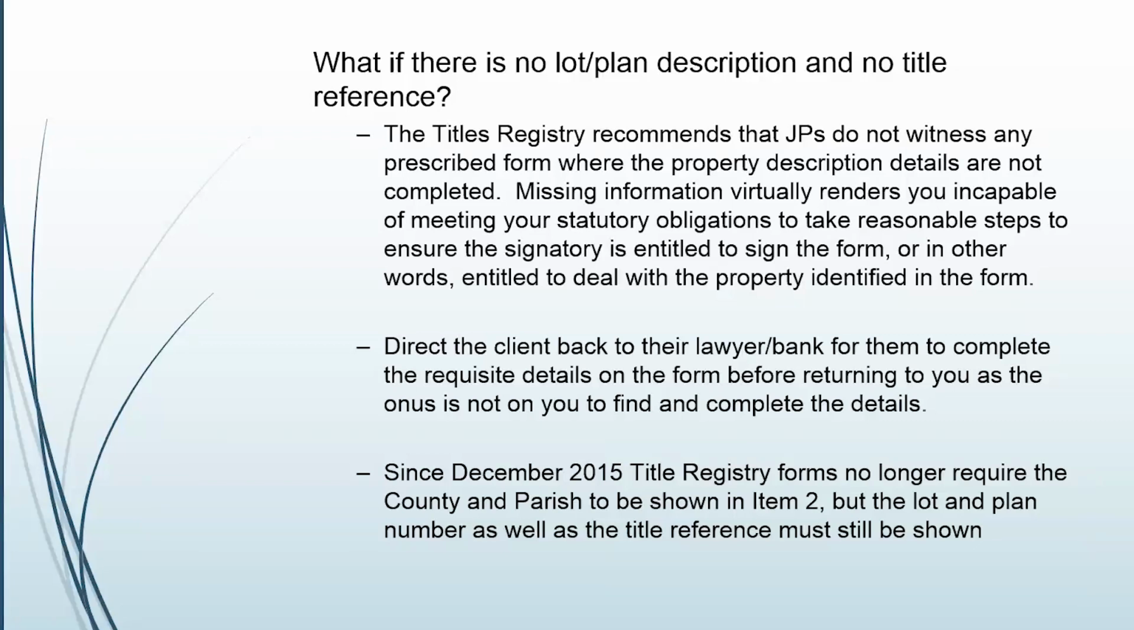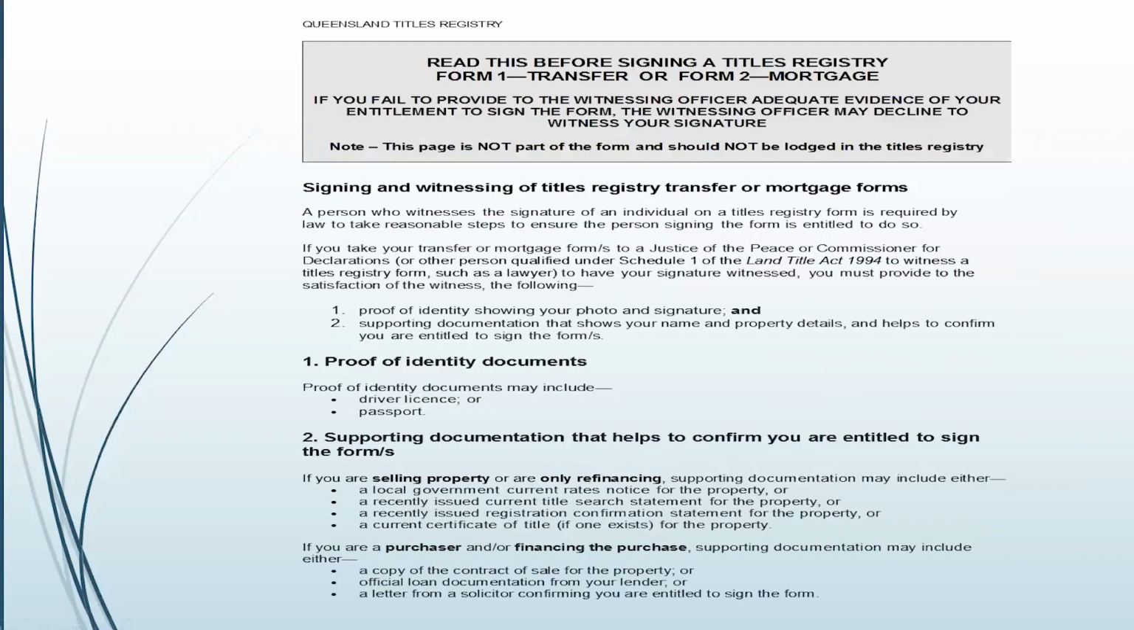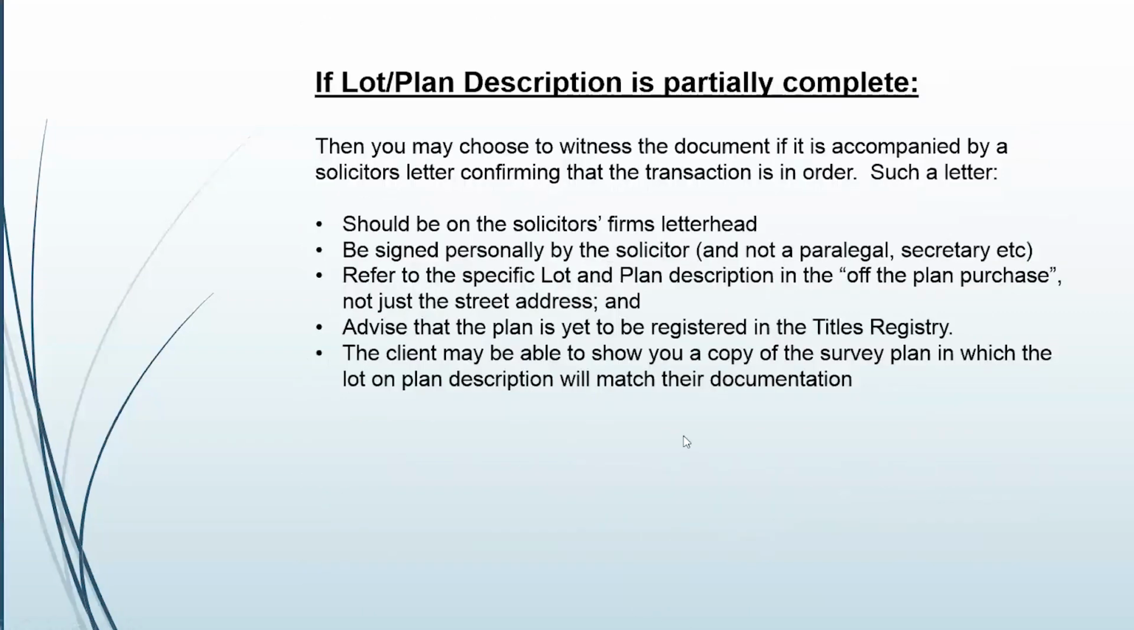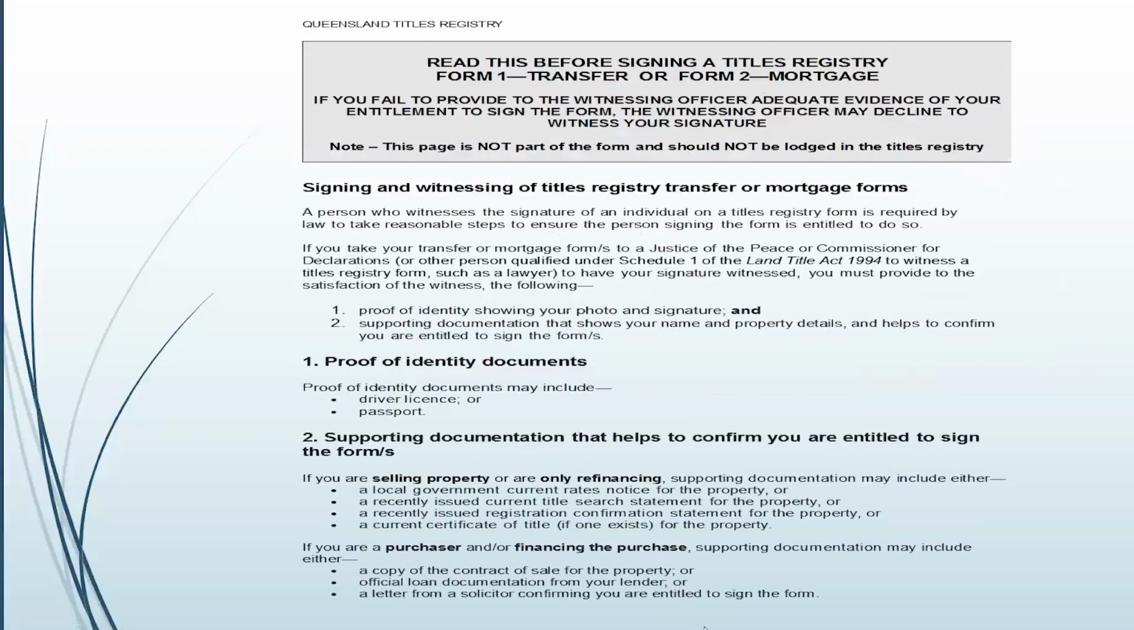To keep up with the modern age, we have introduced a bit of flexibility into the system though. Most of you will be familiar with this form, hopefully; it prints out with mortgages and transfers. I know that solicitors and banks have a habit of discarding it and not providing it to their clients, but it is automatically generated. If you note in part 2, the last dot points give you a few options for supporting documentation. In particular, the last dot point, which says a letter from a solicitor confirming you are entitled to sign the form, is very handy for off-the-plan purchases, where the client buys a block of land or a unit off the plan, yet the plan hasn't been registered in our department yet.